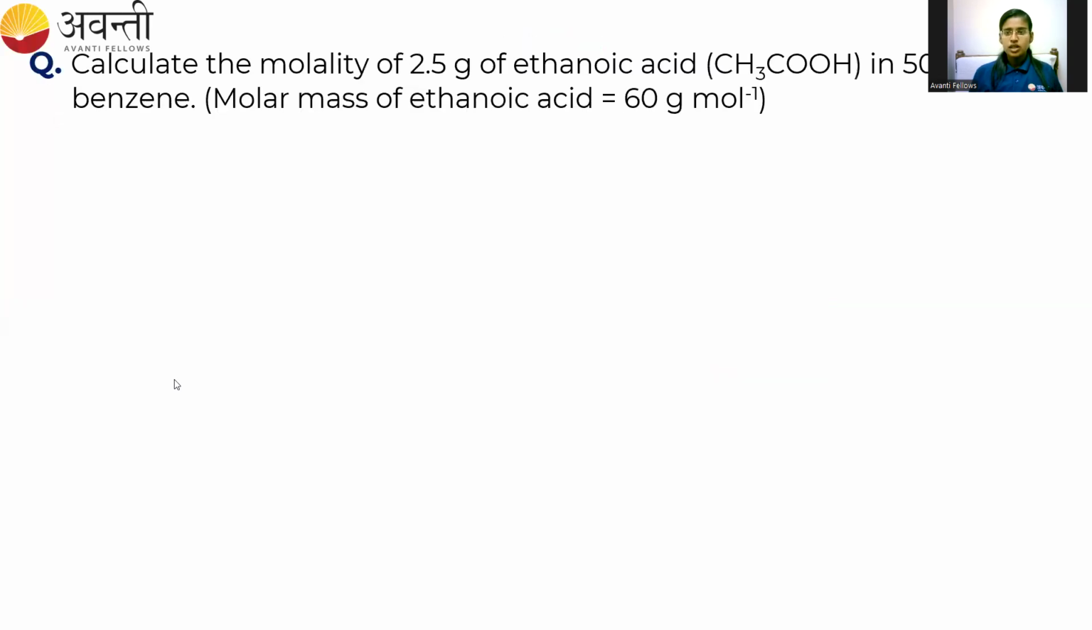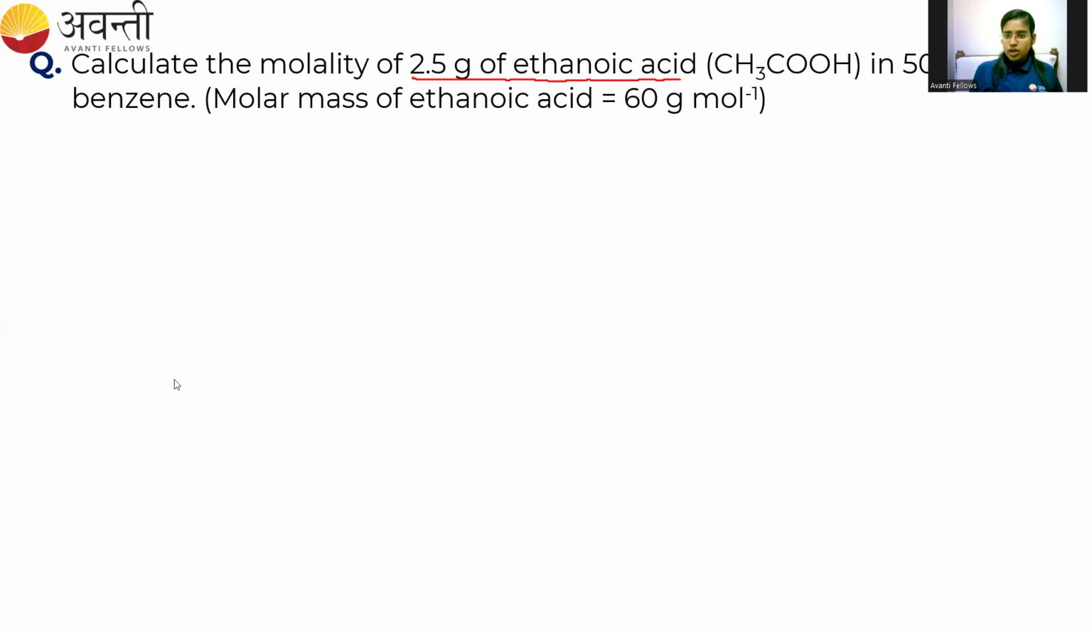So here is the question. Calculate the molality of 2.5 gram of ethanoic acid in 50 gram of benzene. The molar mass of ethanoic acid is 60 gram per mole. So everything is given, right? The molar mass is also given, and 2.5 gram of ethanoic acid.